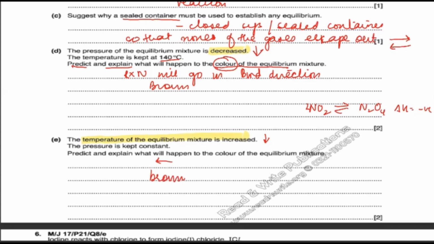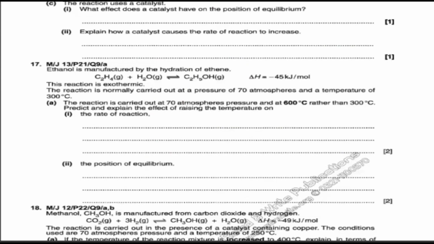Okay. Now, let's see what else we have. In question number 17, we have ethene reacting with water giving you ethanol, and they are all gases here. The forward reaction is exothermic, which has already been indicated by the negative delta H value. The reaction is normally carried out at a pressure of 70 atmospheres and a temperature of 300 degrees Celsius. The reaction is carried out at 70 atmospheres and 600.